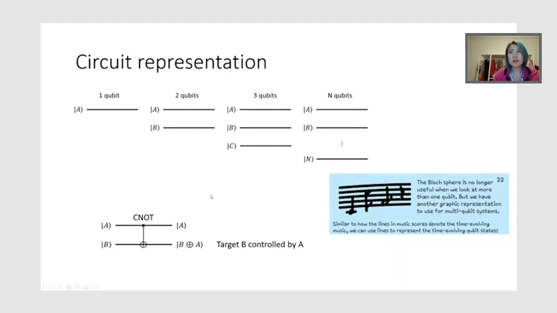It's very simple. It's like the music notes where a line would represent how your music progresses over time. We also use a line to represent the progression with time, but this time we just use a line to represent a qubit. So the state A here is our qubit, and you can draw a line to represent it. If you have 2 qubits, that's 2 lines, 3 qubits, 3 lines, n qubits, you draw n lines.